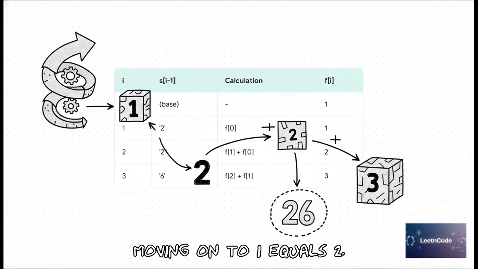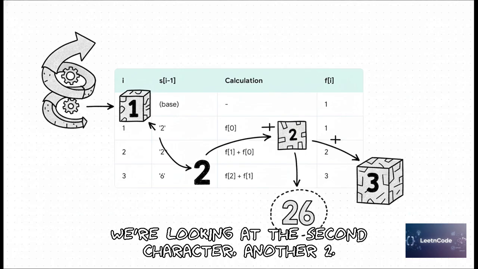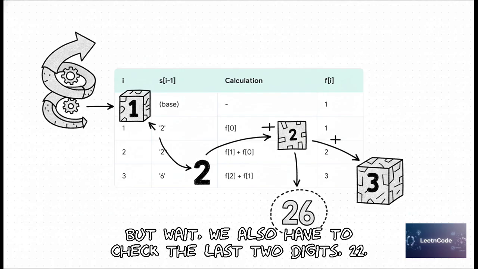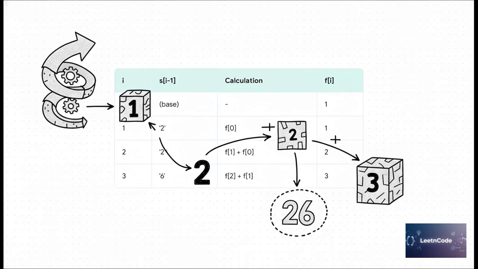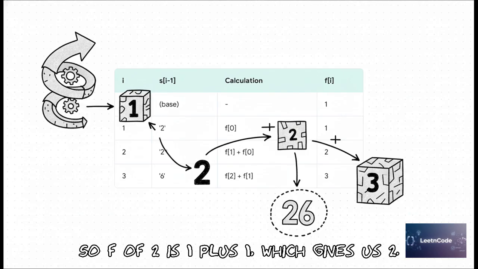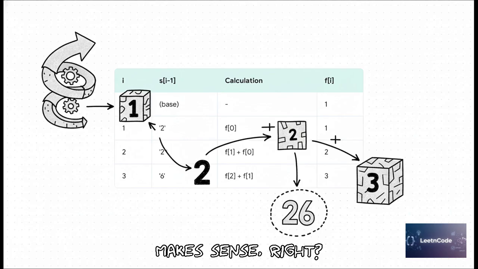Moving on to i equals 2. We're looking at the second character, another 2. Again, it's a valid single digit, so we add the result from f of 1, which is 1. But wait, we also have to check the last 2 digits, 22. Is that a valid number? Yes, it's between 10 and 26. So rule 2 kicks in, and we also add the result from f of 0, which is another 1. So f of 2 is 1 plus 1, which gives us 2. Makes sense, right? 22 can be BB or V.